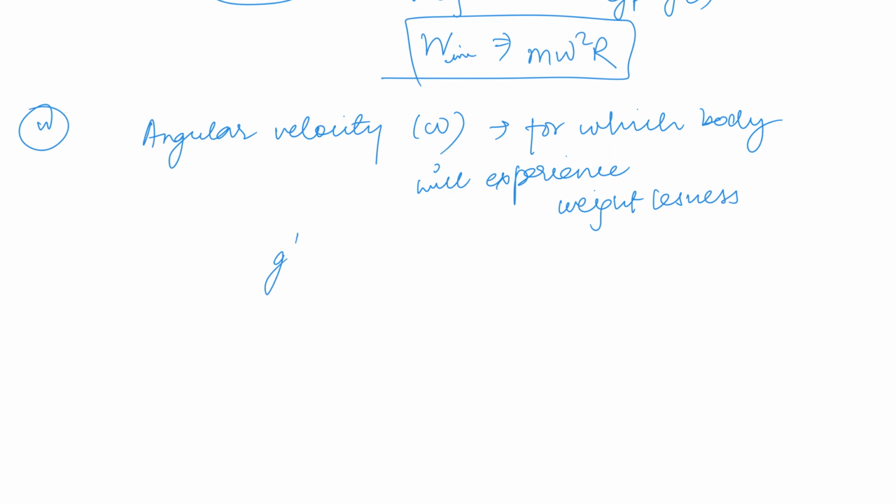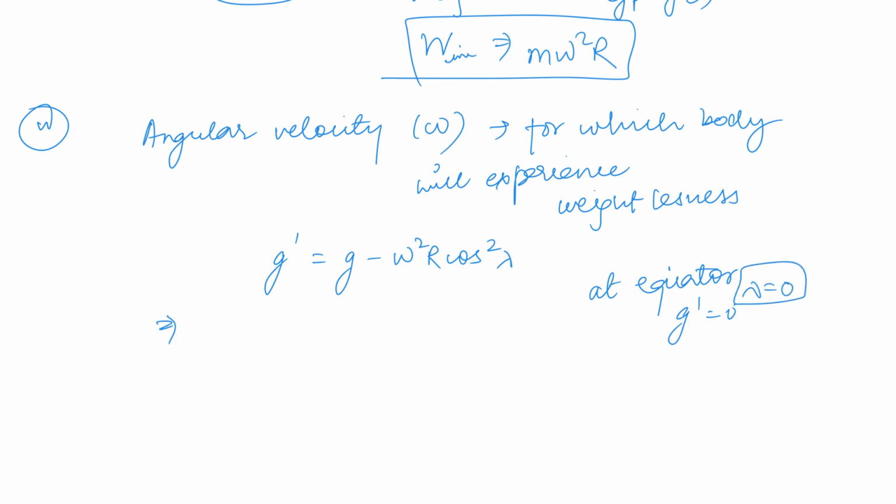From the expression g dash equals g minus omega square R cos square lambda, for weightlessness at the equator, we know that lambda is 0, and for weightlessness we will take g dash as 0. So g minus omega square R.